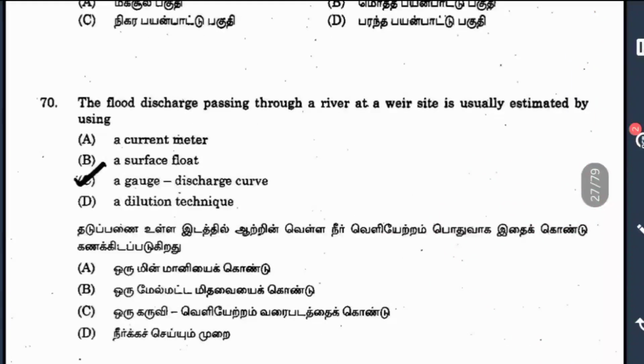70. The flood discharge passing through a river at a weir site is usually estimated by what? Okay, so here flood discharge is found by the gauge discharge curve only, by taking the gauge values and in each gauge what discharge we are getting. With respect to that, we'll be drawing a graph and calculating the flood discharge. Whereas the current meter is used to find the flow of the water.